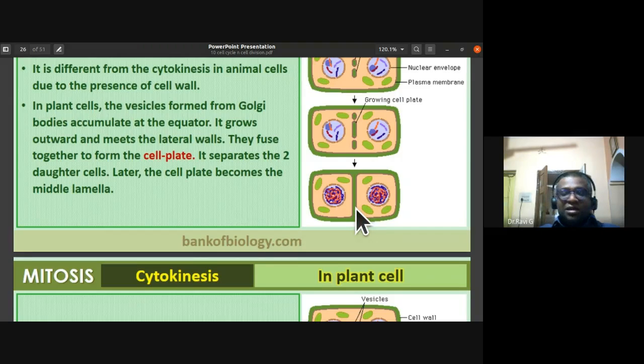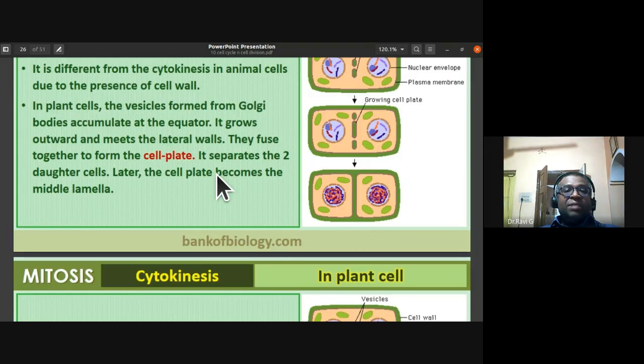So from the center, the vesicles extend outwards and they form a continuous wall, which we call the lateral wall. They fuse together at both the opposite ends. So we call that the cell plate. This cell plate separates the cytoplasm of the two daughter cells. Later, the cell plate becomes the middle lamella.